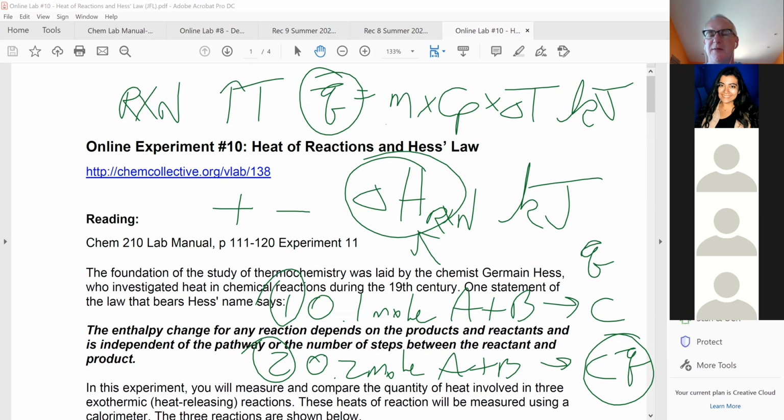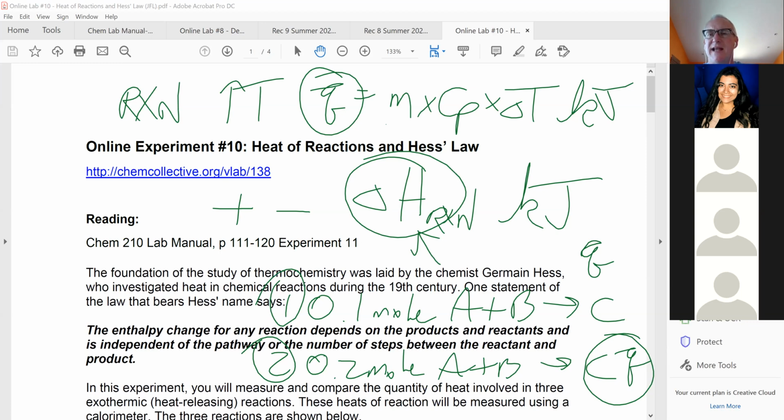And you guys have a test coming up on this soon. It's related to delta H formation. Yeah, it will be the delta H formation of C.